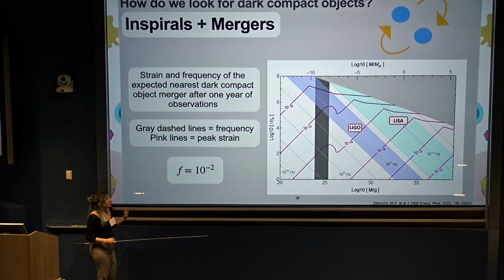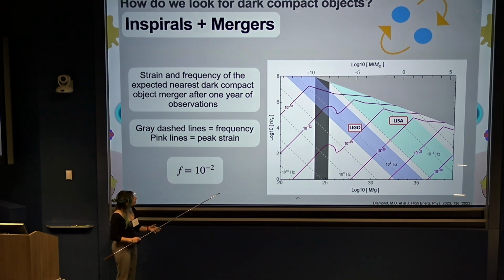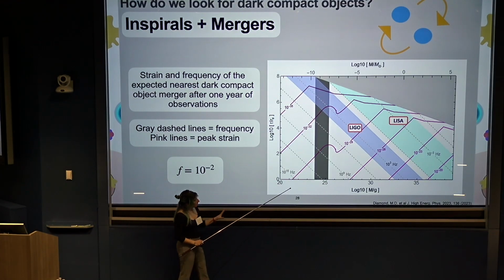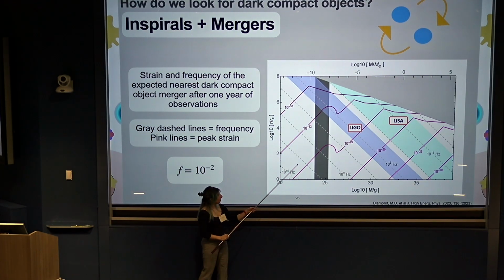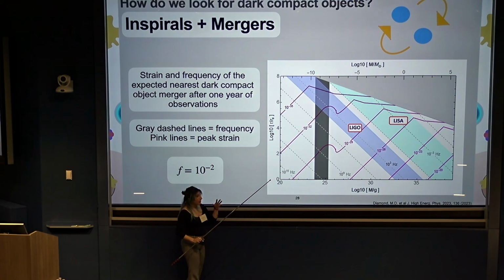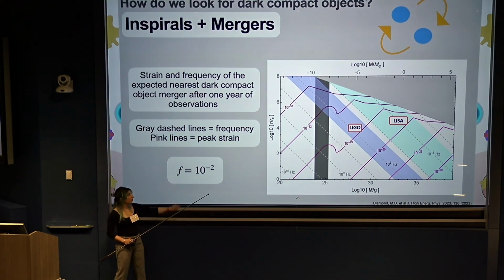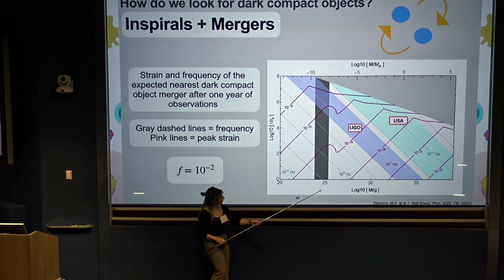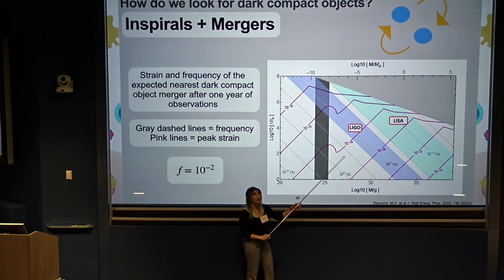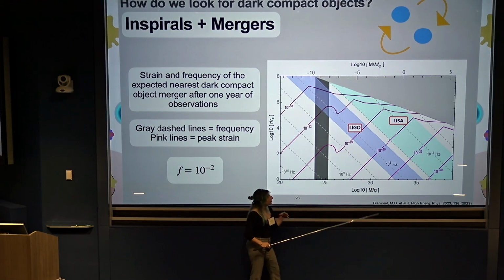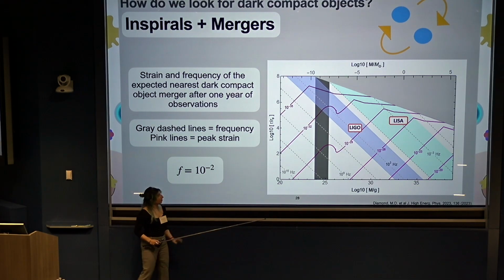So just to give you a sense of scale, what sort of things are we looking for, what are the targets, based off of the rates I just showed you on the previous slide, this is a contour plot showing the peak strain in pink and the peak frequency, the gray dotted lines, of inspiraling dark compact objects. This is sort of the brightest thing we would see in 1 year of observation, given this rate, and assuming that they only make up about 1% of all the dark matter. The purple band here is the LIGO frequency range, and the turquoise band is the LISA frequency range, just to give you a point of reference.